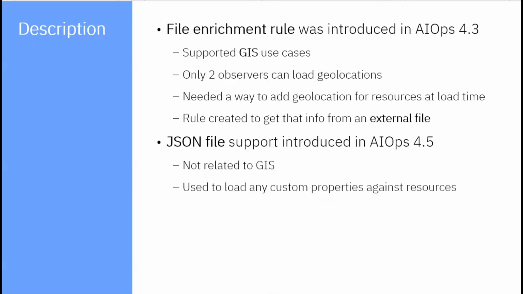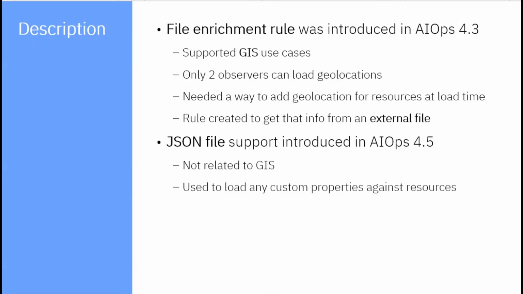The rule type called the file enrichment rules was introduced in version 4.3 of AIOps, and that was introduced specifically to support GIS use cases, because at the current time, only two of the observers, that's the ITNM and the Ciena Blue Planet observer, have the ability to obtain locational data for the resources and load that in as part of the resource loading, which means that for all the other observers, you're getting the data as normal, but you're not getting any information about location.